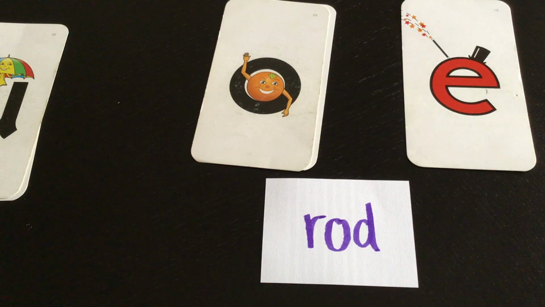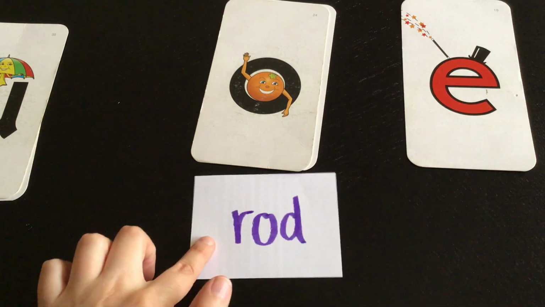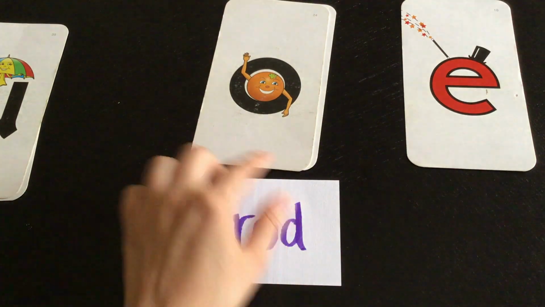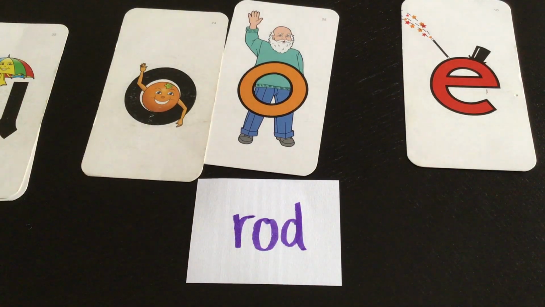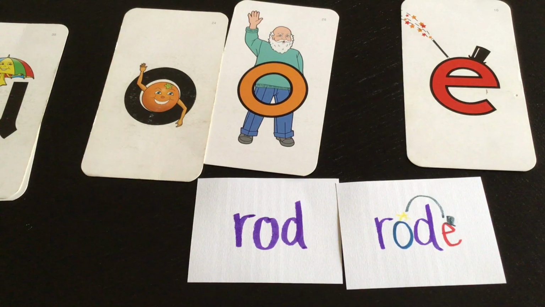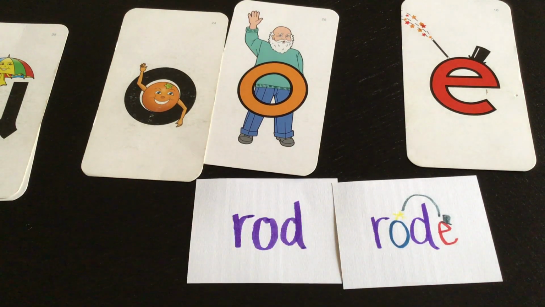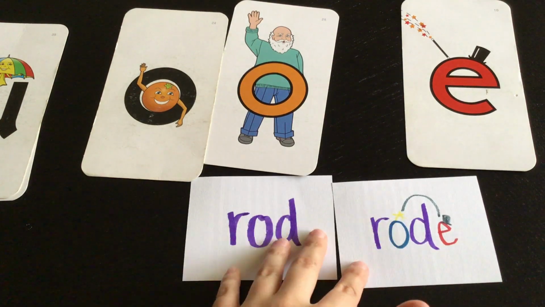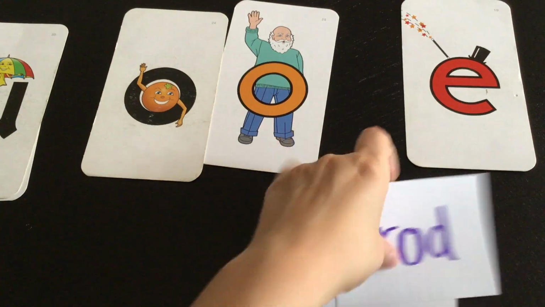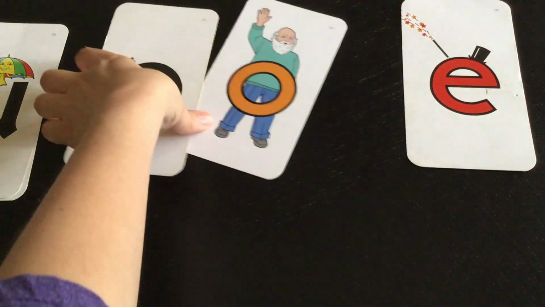Rod, right? Like a fishing rod, a pole or a stick that you might use for something, rod. When we add magic E on the end, Mr. O comes out and we get the word rode. Not the road you drive on. This is rode like I rode my bike. Nice.